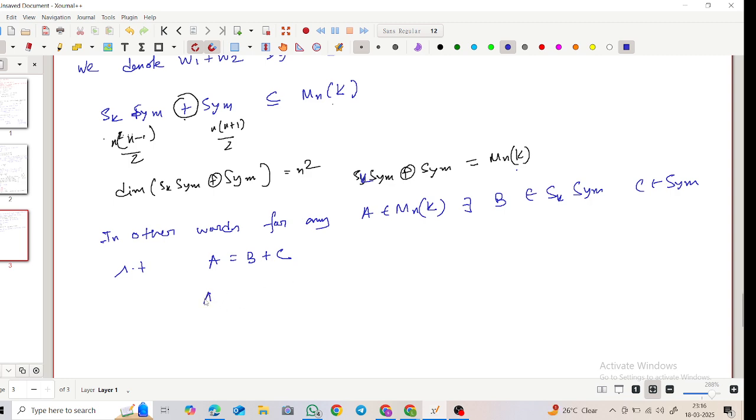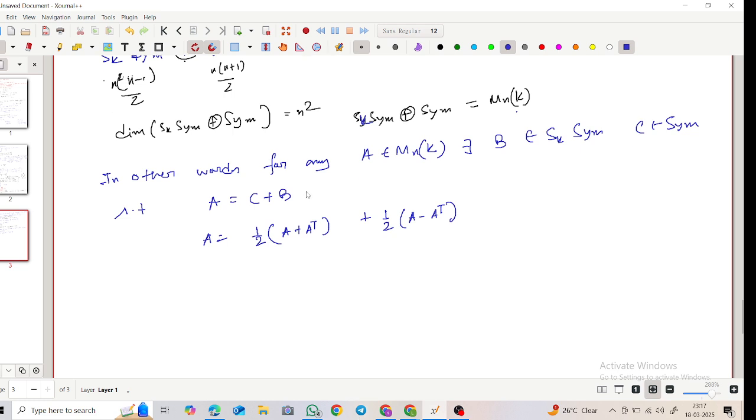So they are saying that you can write A as C plus B: half of A plus A transpose, and half of A minus A transpose. So every matrix is decomposable into two parts, and we have seen that this direct sum decomposition is unique.